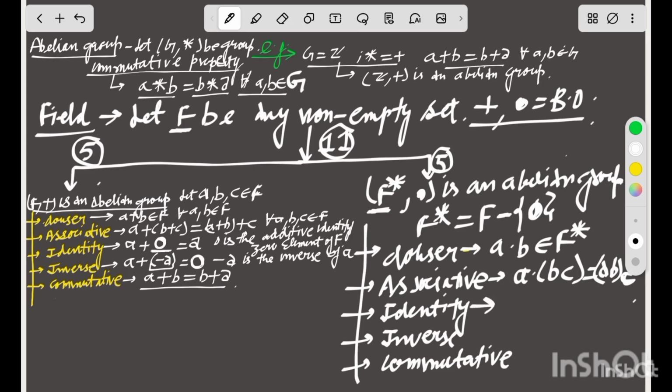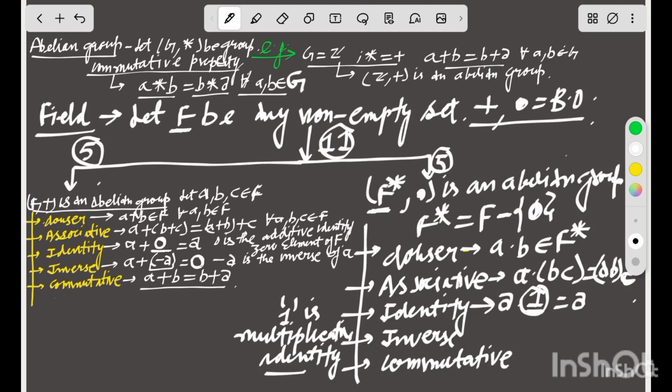Third is the identity. Here the notation which is provided to the identity is the 1. That is, 1 is called the multiplicative identity. What is the 1? 1 is the multiplicative identity. If we operate any element with the 1, the result is the same element.